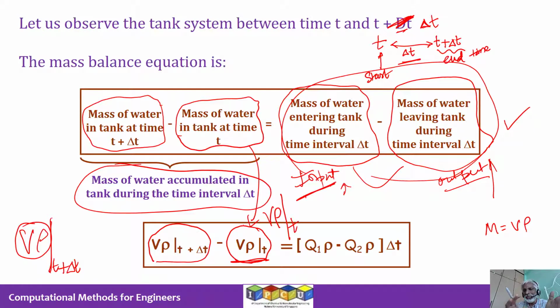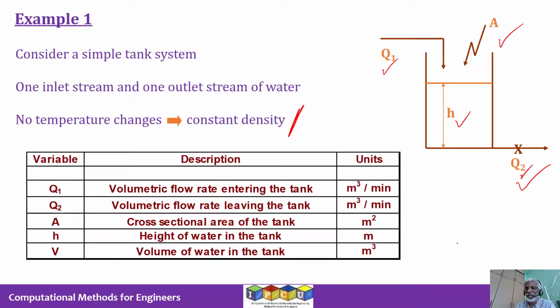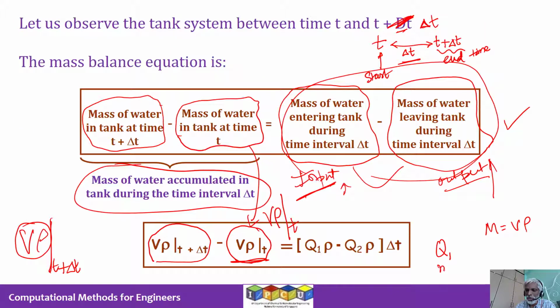Now if you come to the right hand side, how much water has entered the tank during this time interval delta t? So the flow rate, let's look at the input stream or the inlet stream. So Q1, right? That is what we had in the diagram. This is Q1, the inlet flow rate, volumetric flow rate. So this is going to be in meter cube, let's say, per minute. Now, if you multiply it with density, we are going to have density in kgs per meter cube.